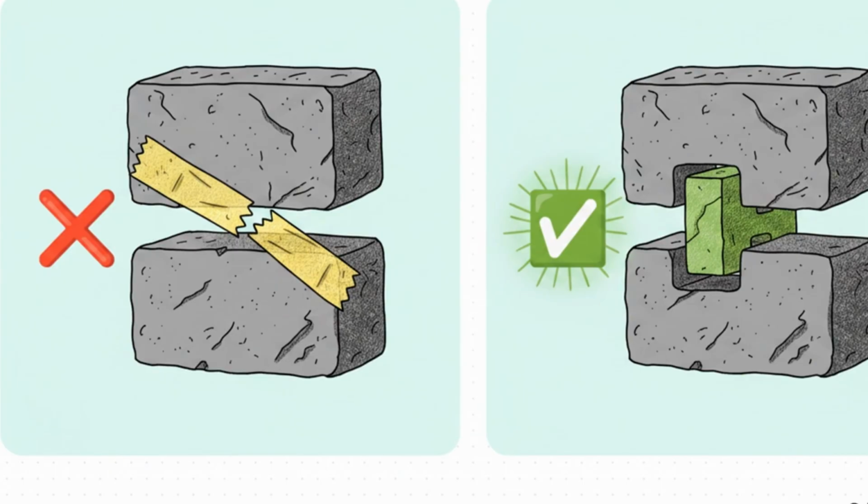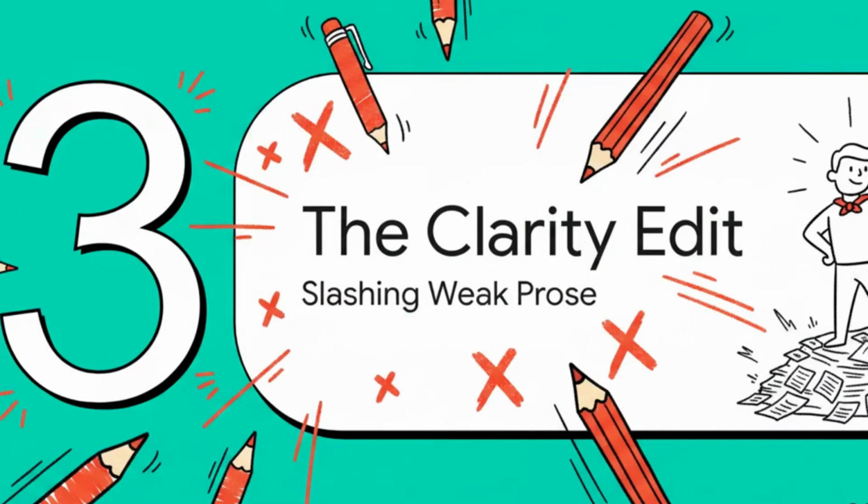It does so much more than just fix a grammar error. It actually suggests a really close cause and effect relationship between the time and the inability to reach town. It's briefer and far more confident than just throwing a random connecting word in there. All right, let's jump into section 3, the clarity edit, where we start slashing weak prose.